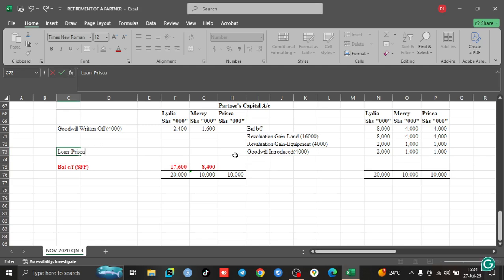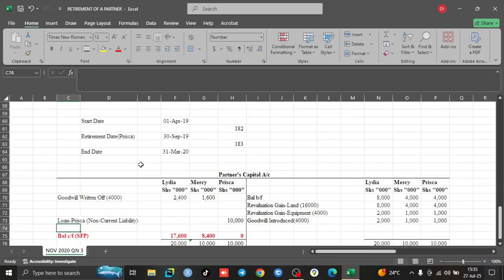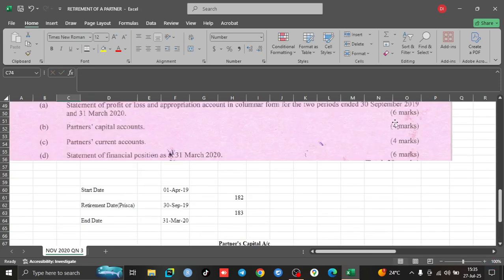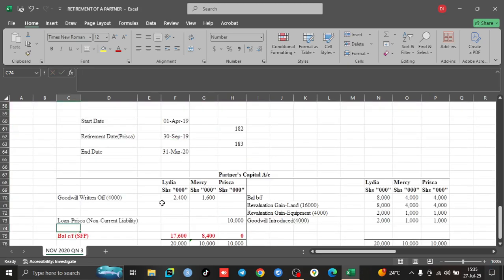She is going to give us her balance of capital as a loan, so that now when we add 10, we don't have a carry forward for Priska. So our loan is the balancing figure for Priska, which is now 10. So this is a loan for Priska now, which we are going to report as a non-current liability. We're going to report it as a non-current liability. So we've actually done the capital account while doing this working.